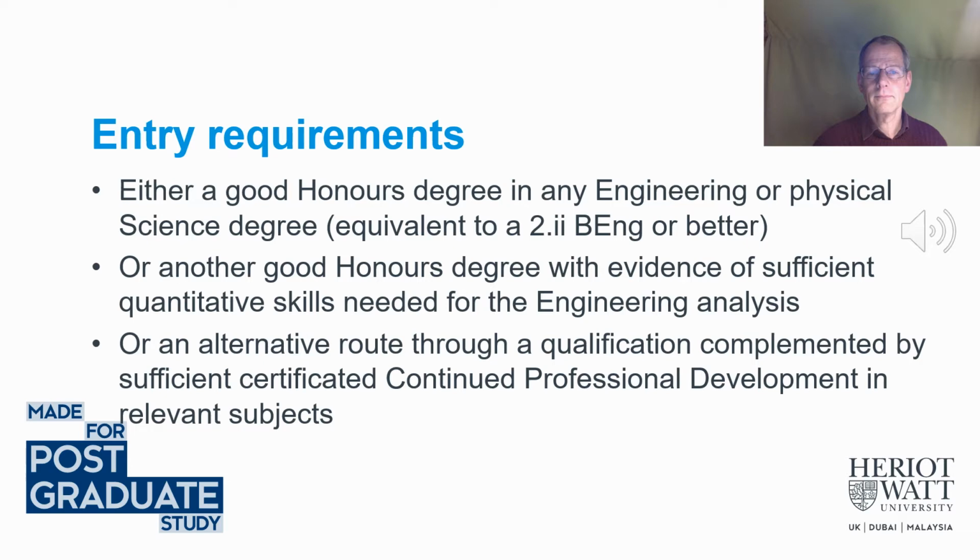If you have another good honest degree but not in one of those disciplines, then we are sure that you have got the right critical abilities, but we're not sure about the quantitative skills. So we need to have some evidence that you have sufficient quantitative skills needed for the analysis. So examples, some of the economics degrees or social sciences are actually skilled in statistics or modeling and therefore good enough. We look at those on a one-by-one case.